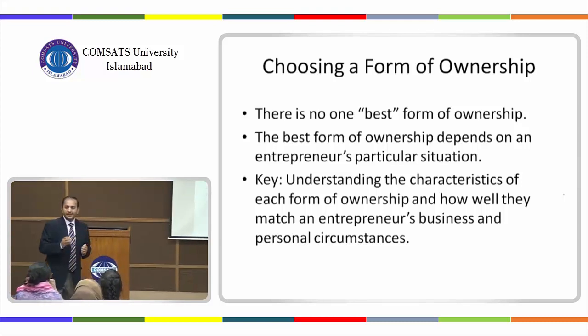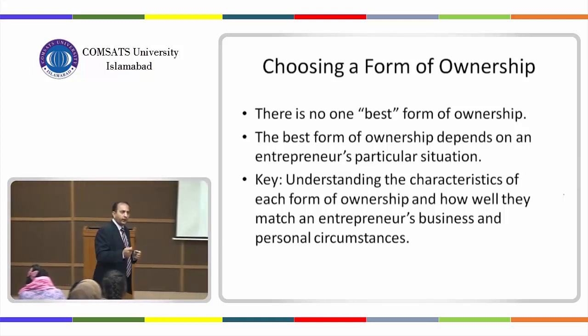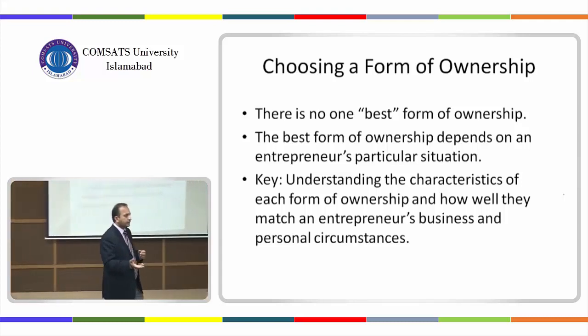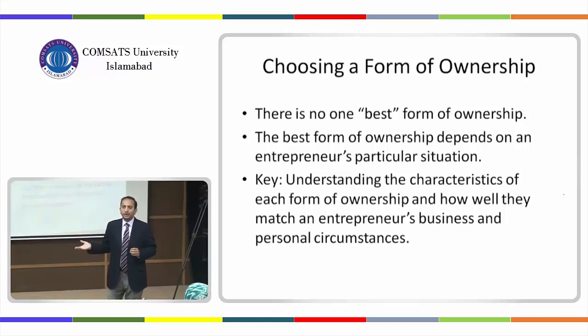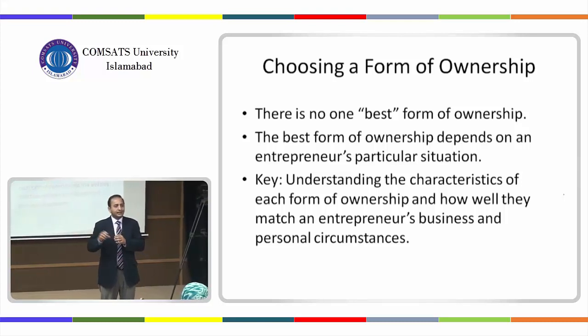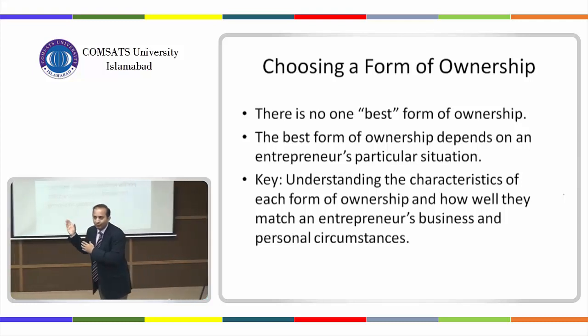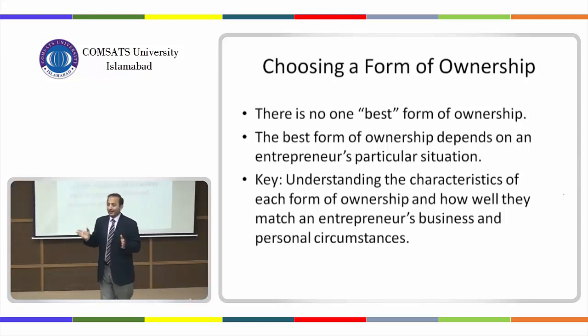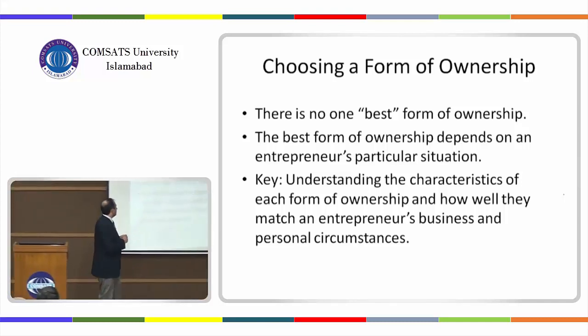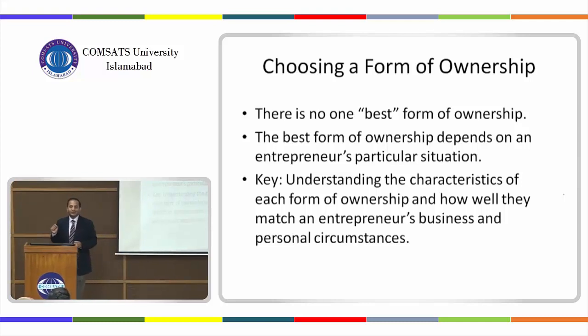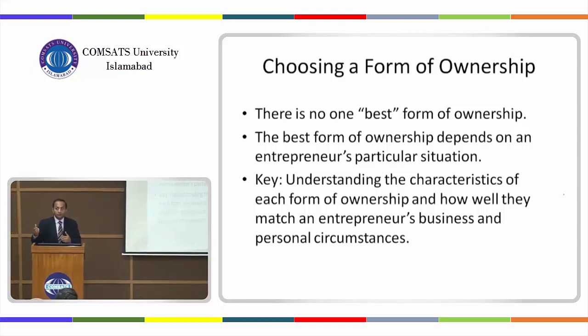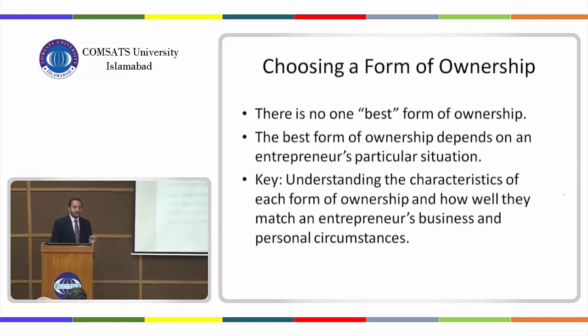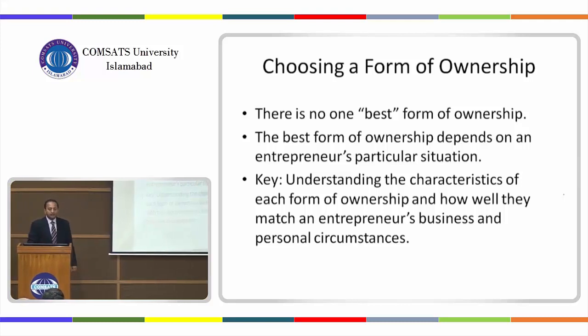There is no best form of ownership. No one can tell you that sole proprietorship is the best option, or partnership is the best option, or a private limited or public limited company. No one can tell you exactly that yes, this is the ideal form of ownership. It would depend upon various factors. The best form of ownership depends upon an entrepreneur's particular situation, the circumstances that he is in, the aspirations he has for the current status of his business and the future orientation of his business. Understanding the characteristics of each form of ownership and how well they match the entrepreneur's business and personal circumstances is important.